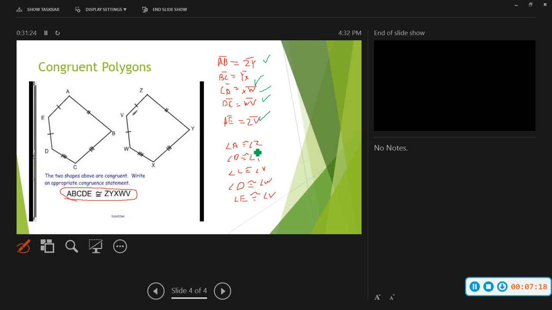Alright, angle A and angle Z. Well, angle A is right here between this one that has 1 tick mark and this one that has 2, and angle Z is between the 1 and the 2. These check. Every single one of these, if we go through and check them, they check. Therefore, this is a true statement, and these 2 polygons are congruent.